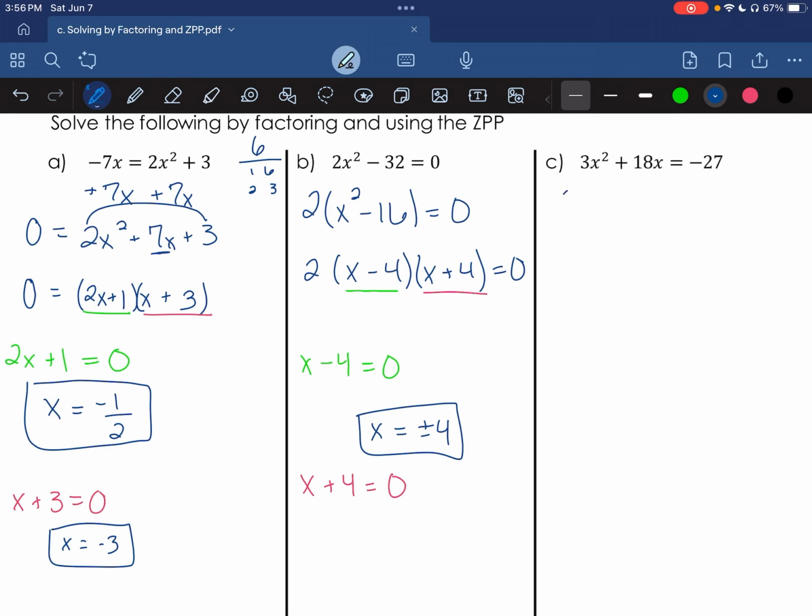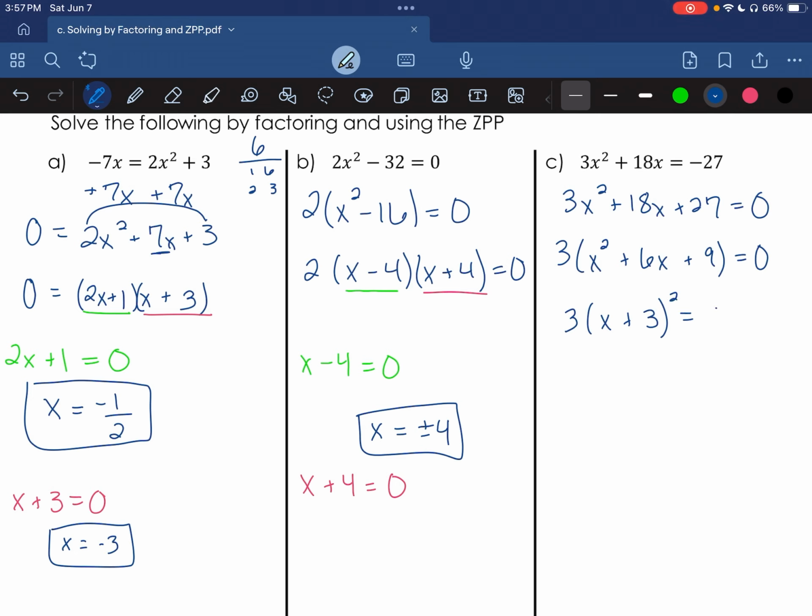Next equation, we're going to be adding that 27 to both sides. All right, then we always check for GCF. So we're going to factor 3 out. We'll get x squared plus 6x plus 9 equals 0. Now this is a perfect square trinomial, so it'll factor as x plus 3 quantity squared equals 0.